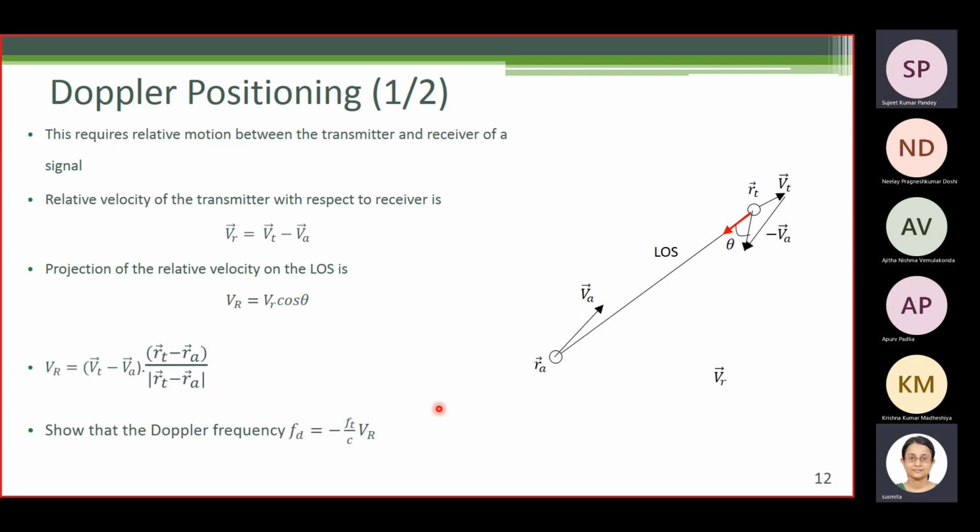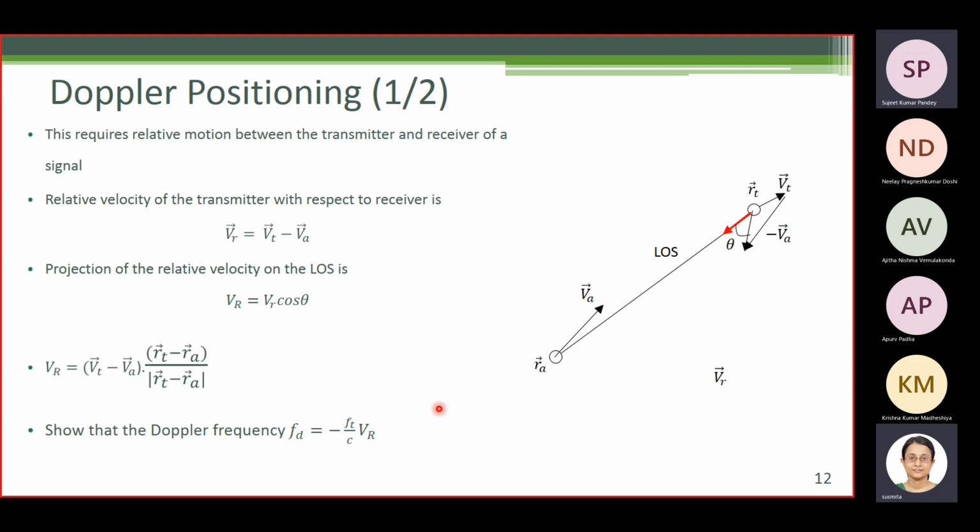The surface of position. Didn't we define surface of position yesterday? Yes, ma'am. Locus of the user position in 3D for constant measure. Yes, ma'am. In case of 2D, it is called line of position. In 3D, it is surface of position. Yes.